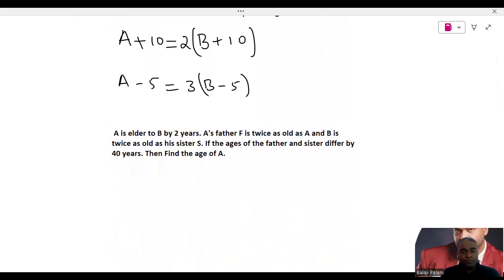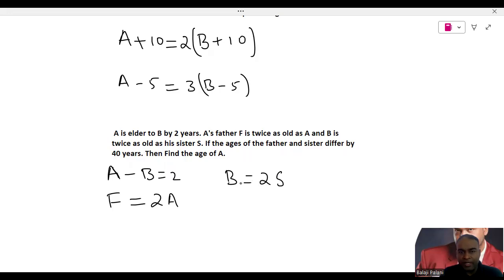The third question: a is elder to b by 2 years. This can be written in two ways. a is elder to b, so we can write a minus b is 2, which implies a is equal to b plus 2. That is what I meant by two ways. However you want, you can write it. a's father f is twice as old as a. So f is twice as old as a. After 10 years, before 5 years, nothing is given. So f is equal to 2 times a, and b is twice as old as his sister. Yes, b is twice as old as his sister. Since there are too many variables, let's go with whatever has been given: a, b, f, s, and relate them.